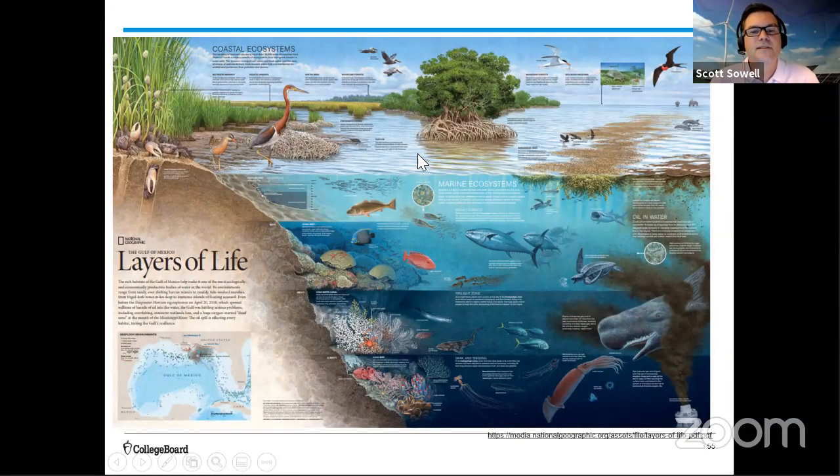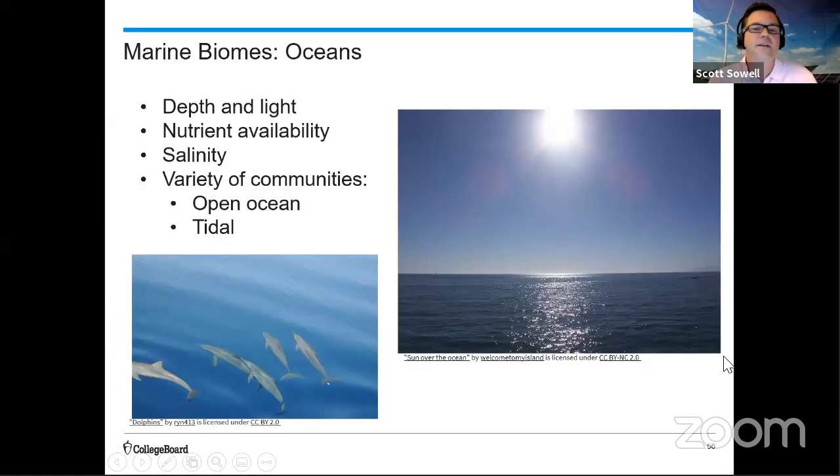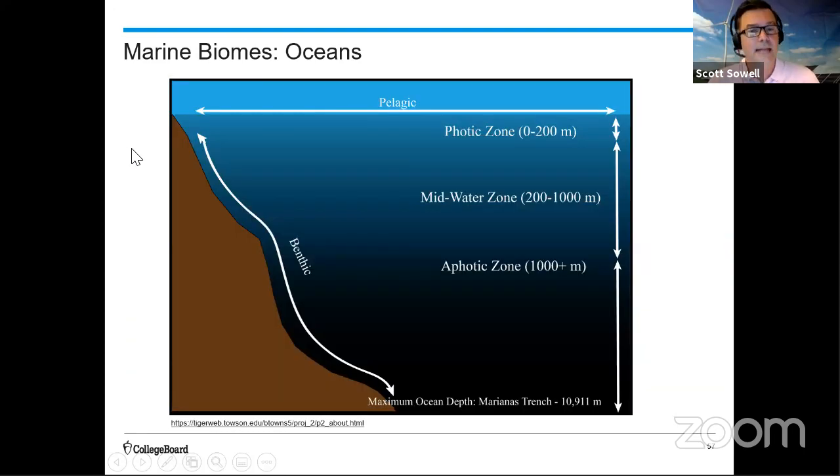So what you can also see is the really varied communities here. So up in this tidal area where the water is pretty shallow, the communities are very different than what you would find in the open part of the ocean, or even down into this benthic or bottom dwelling area. But again, it does get deep enough in the ocean where light does not penetrate. So depth and light, nutrients, salinity, all of those things are really going to create a variety of different communities in the ocean. Again, open ocean communities are going to look different than tidal communities just because of these varying abiotic factors. And again, light is a big part of that.